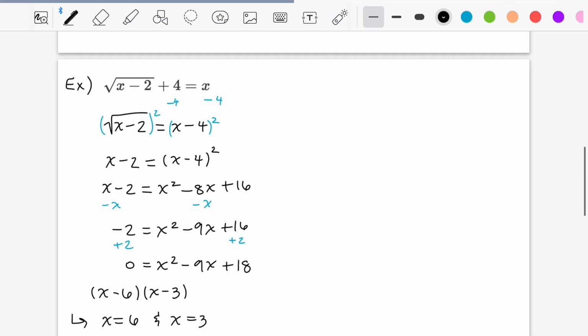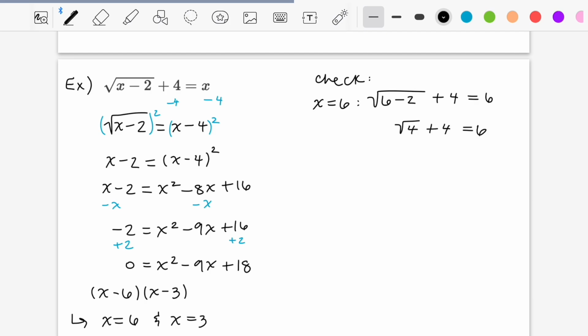All right, so now what we'll do is check these potential solutions. We'll plug 6 into our original equation. So we get square root of 6 minus 2 plus 4 is equal to 6. This is the square root of 4 plus 4 is equal to 6. So we get 2 plus 4 is equal to 6. So x is equal to 6 is a solution.